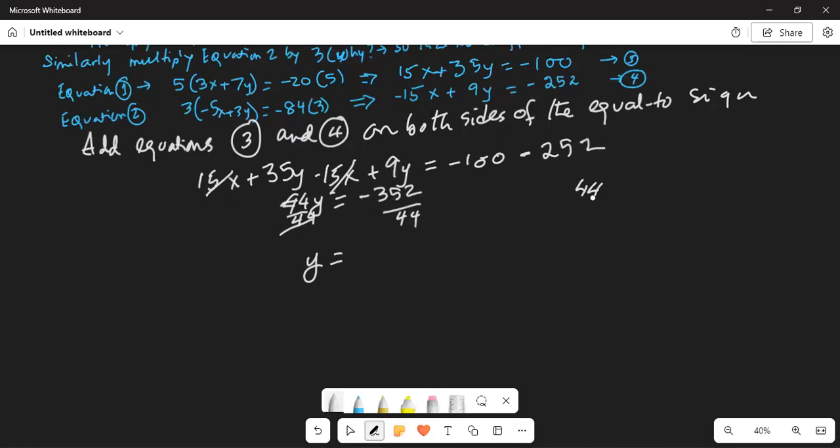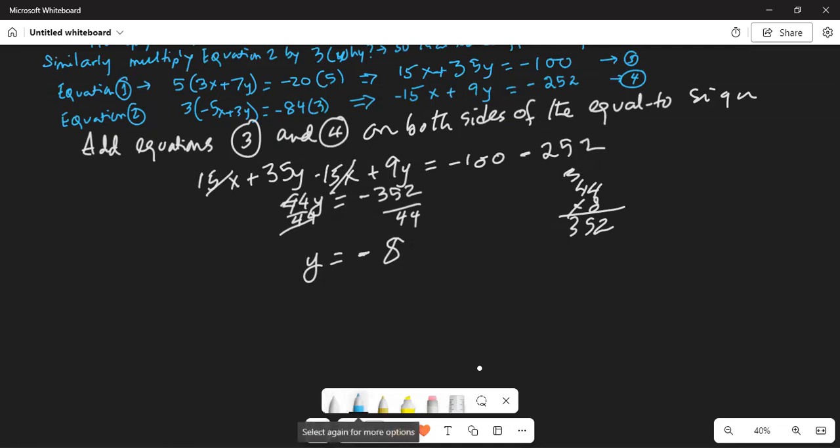44 times 8: 8 fours are 32, carry the 3. 8 fours are 32 plus 3 is 35, so 352. So this is minus 352 divided by 8, return the minus sign, and this is 8. So 44 multiplied by 8 is 352. So y is equal to minus 8.